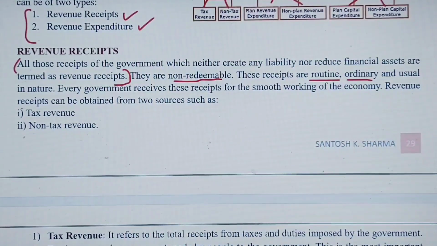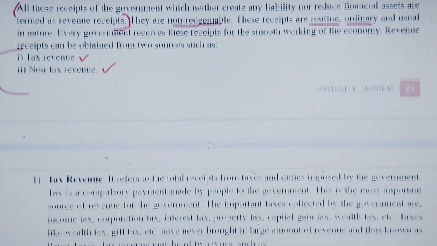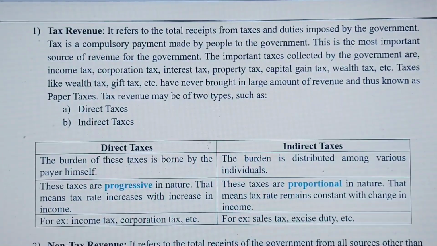And again, revenue receipts can be of two types, as you can see here. One is tax revenue, the other is non-tax revenue. So from these two sources, the government receives revenue receipts. As we know, the government collects taxes, and that is called tax revenue. Let's try to find out the meaning of this. It refers to the total receipts from taxes and duties imposed by the government. And tax can be defined as a compulsory payment made by people to the government.